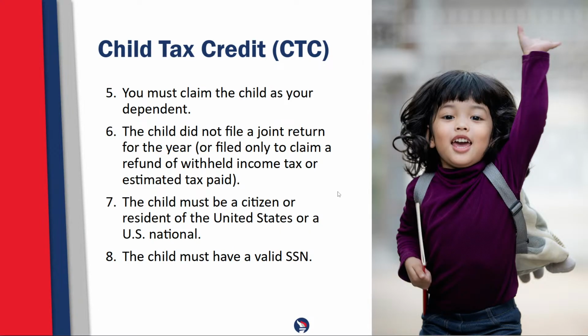Rule number 5, you must claim the child as your dependent. You must have people listed in your dependent section of your 1040 to be able to qualify for this credit. The child did not file a joint return for the year or only did so to get back taxes that were withheld. Again, consistent rule. Child must be a citizen or resident of the United States or United States national and must have a valid Social Security number.